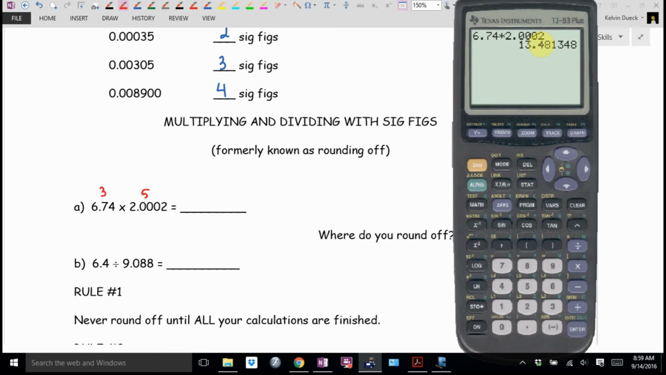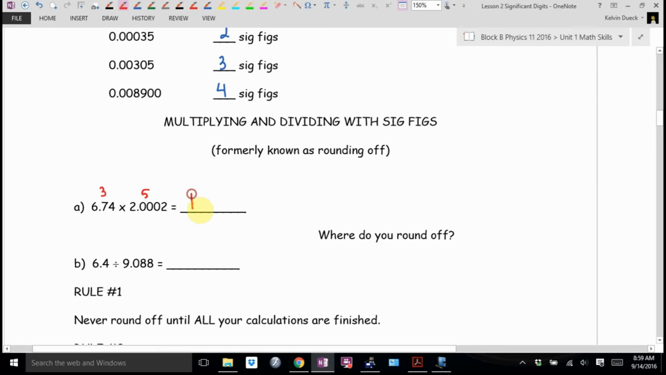What's next to the 4? So will the 4 stay a 4 or become a 5? 13.5. This is what I was doing in the answer key that we went over earlier in class, if you're wondering how I knew what to round off to.